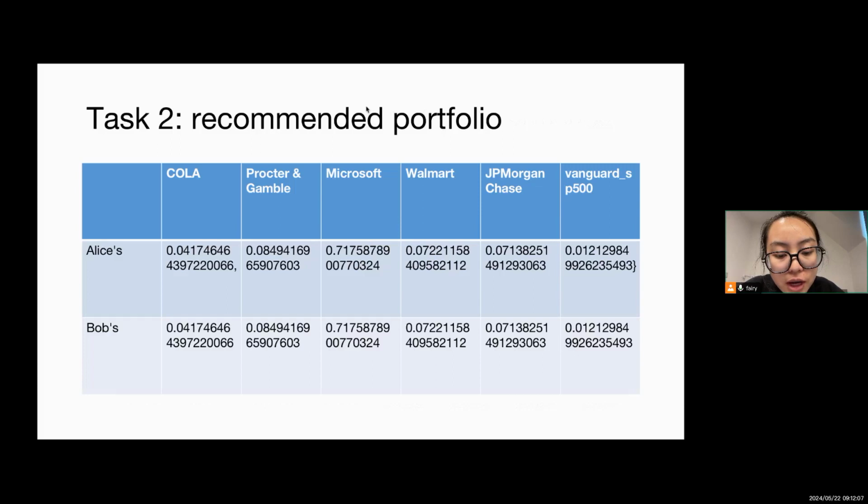Next is the weight allocation of the recommended portfolio. As shown in the figure, Alice and Bob have exactly the same weight allocation, which may be due to the fact that both of their chosen portfolios achieve the optimum Sharpe ratio under the current optimization conditions.